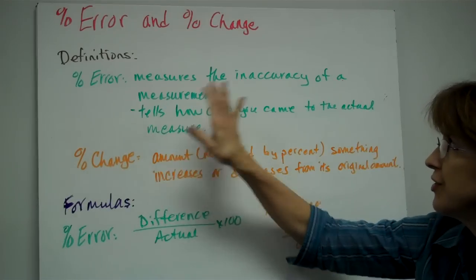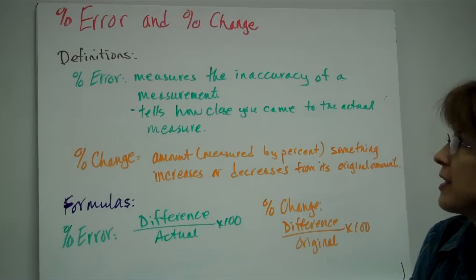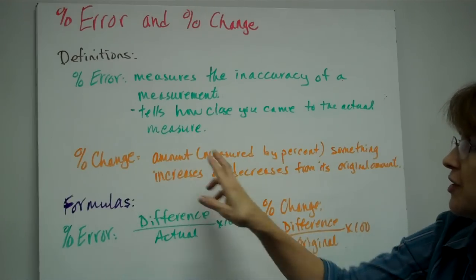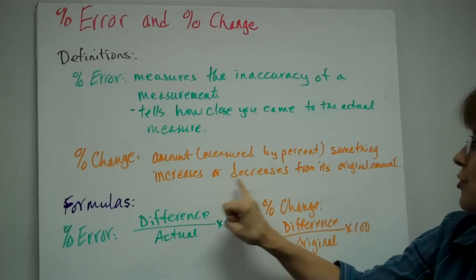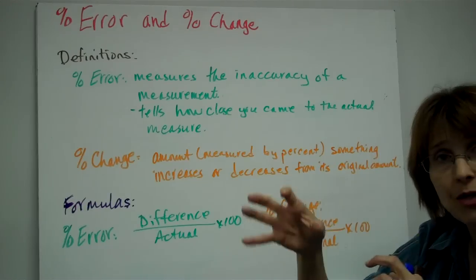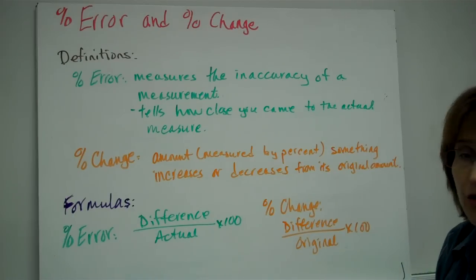Percent error measures the inaccuracy of a measurement. Kind of obvious, right? The error. It tells how close you came to the actual measure. Percent change is the amount measured by percent of something that increases or decreases from its original amount. So it's how much something got bigger, how much something shrank from its original measure.